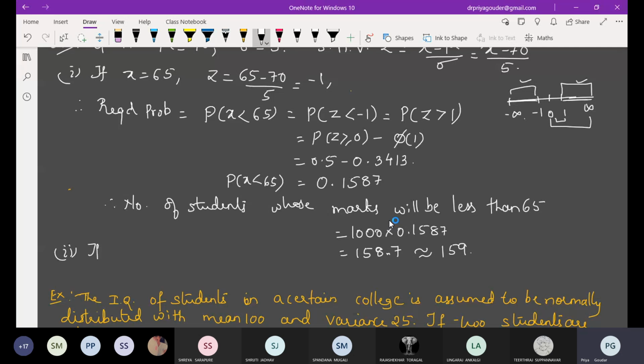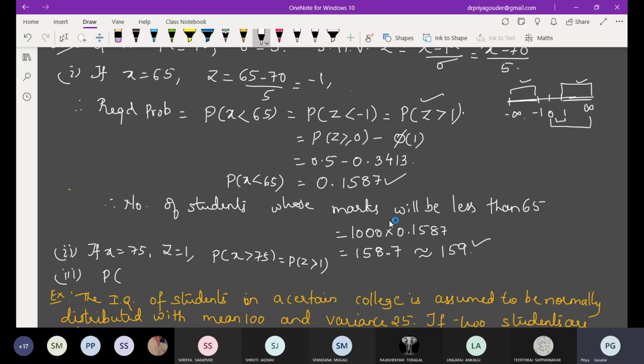The reason is, suppose if you take x as 75, you will get z equal to +1. So we want the probability of x more than 75. So it is the probability of z greater than 1, isn't it? So obviously what we calculated is the probability of z greater than 1 only. So for the second one also the answer is going to be 159 only. Okay, take the third one.